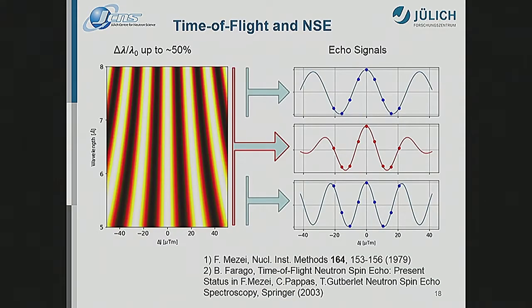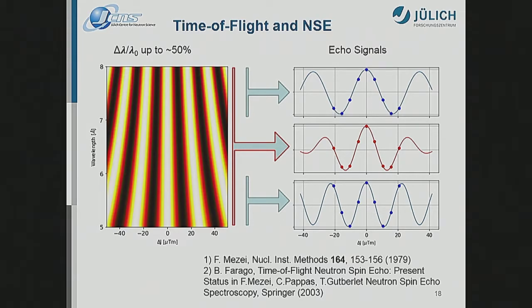Our instrument is built on a pulse source, and we take a much broader wavelength band, up to say 50%. And you can see on this graph, it's called by some an Atari plot. On the vertical axis, you have the neutron wavelength going from, say, 5 to 8 angstroms. And on this is the current in the phase coil that you use to scan. And you can see clearly that the period of oscillations for, say, 5 angstrom neutrons is different from the 8 angstrom neutrons. So we cannot just measure every 90 degrees for one wavelength, because it won't be the same for the other neutrons. So we typically measure more points.